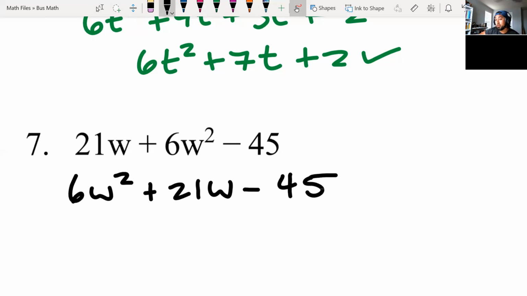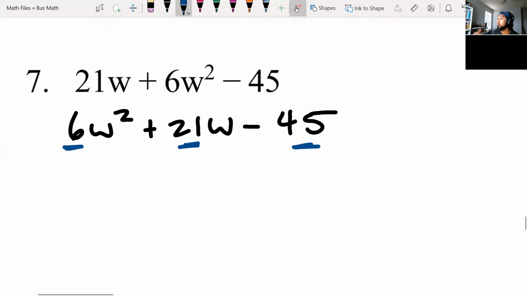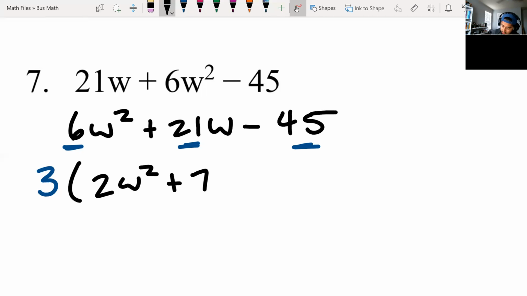And we can list all the factors of 6, and we can list all the factors of 45. Or do you notice that there is a common factor between these 3 numbers? 3. You can take a 3 out. Why not? It will make our work a lot simpler. So if I factor 3 out, that would leave me with 2w squared plus 7w minus 15. And now the trinomial inside is a lot easier to work with.